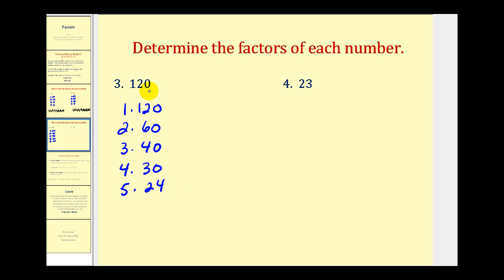It's also divisible by 6, that would be 6 times 20. It's also divisible by 8. We can obtain 120 from the product of 8 and 15. And then lastly, we can also obtain 120 by multiplying 10 and 12. So these are all the factors of 120. Let's go ahead and list them.